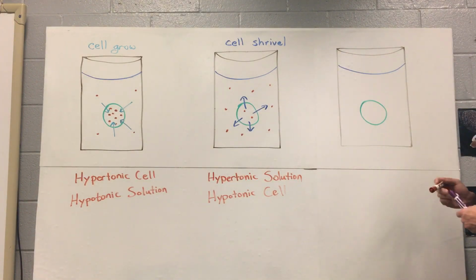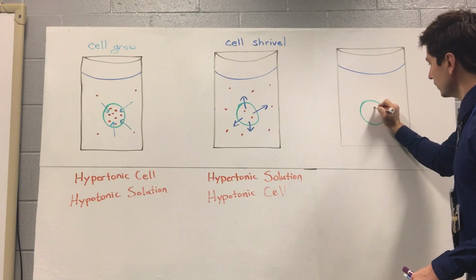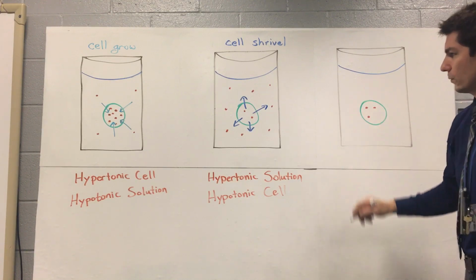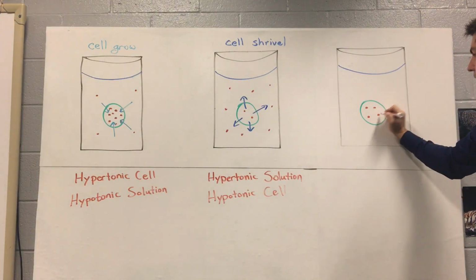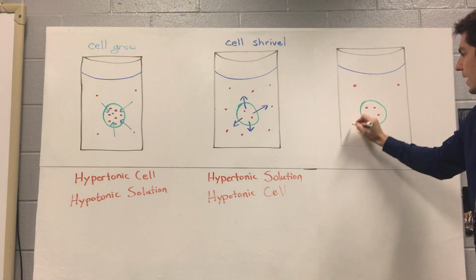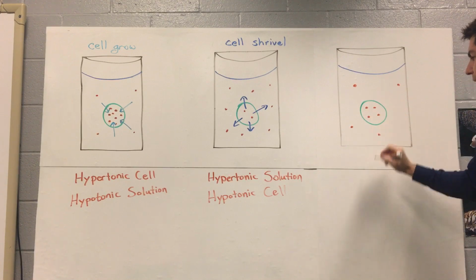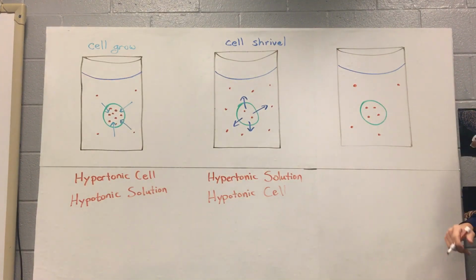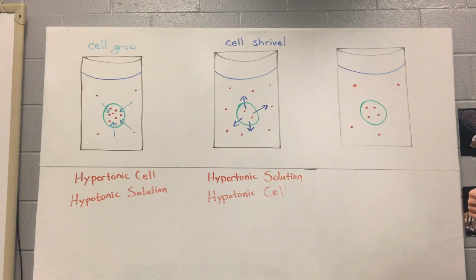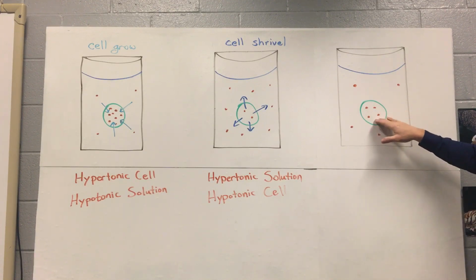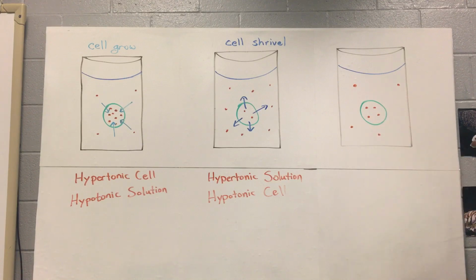Last example, probably the easiest one. We already did one where there's more solute inside the cell. We did one where there's less solute inside the cell. This one, what if we have an even amount, or we could say an even concentration of solute to solvent inside of the cell and outside of the cell? All right, I'm just going to do it easy here and make it so that we have the same amount of solute on each side.